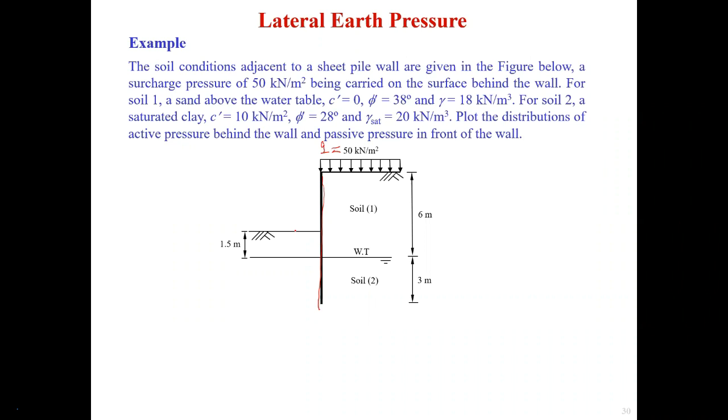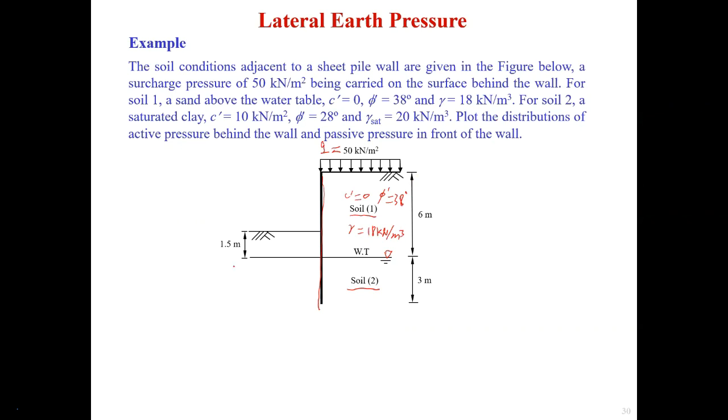So we have to check carefully. We have two different types of soil. We don't know the type of soil, but it's soil one and soil two. Soil one is already mentioned: that's the sand above the water table. You see the water table here. Above the water table is dry soil, and below the water table is saturated soil. For sand or gravel, the cohesion is zero, so C prime equal to zero, friction angle 38 degrees, and gamma is 18 kilonewton per cubic meter.